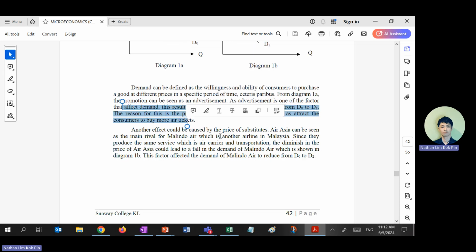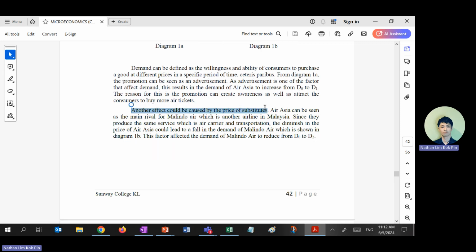Makes sense. Tell me why. Why will demand increase? Because of advertisement. What is the advertisement about? It is to help promote awareness, right? Another effect can be caused by the price of a substitute. AirAsia can be seen as the main rival of Malindo Air, in case your lecturers, your examiners, don't know your example.